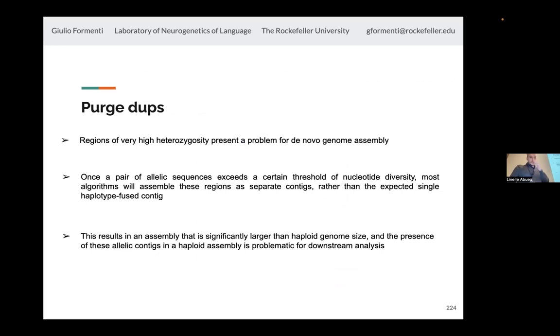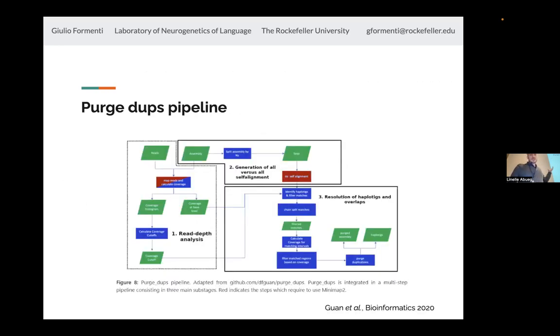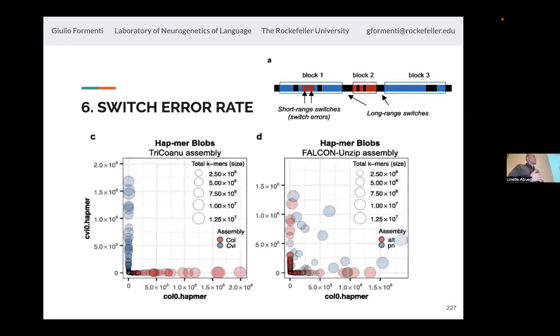All right, so I mentioned this purging step because we want to get rid of them. I won't explain the details of this workflow, but the idea is that we want to identify those extra copies and get rid of them. Basically, we can use coverage analysis to identify them. This is a tool that was implemented a few years ago that is really effective at this, Purge Dups. So basically, that's what you get.